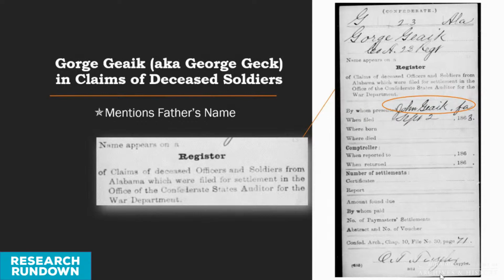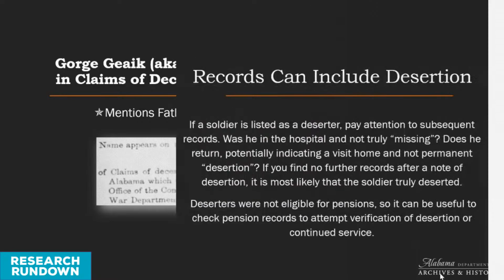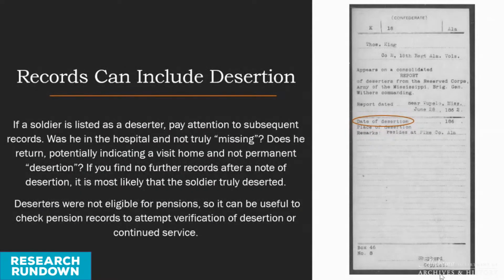When applicable, desertion records may also be part of a soldier's files. Okay, so it looks like my slides didn't fast forward as I thought they had. So this one right here is showing the claims of deceased soldiers that mentions the father's name. So when applicable, desertion records may also be part of a soldier's files.